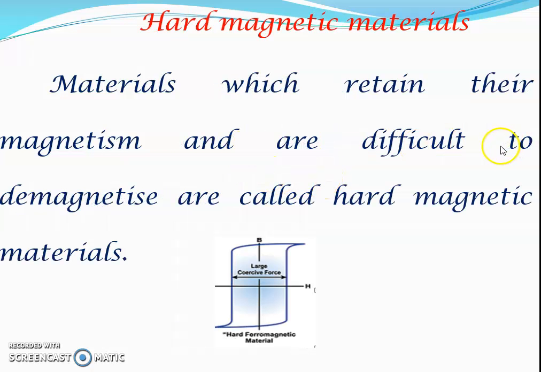Hard magnetic materials retain their magnetism and are difficult to demagnetize. If we see the hysteresis loop area, there is a large retentivity and also a large coercivity. So this type of material is what is called hard magnetic materials. That is, they will retain their magnetism and it will be very difficult to demagnetize them.